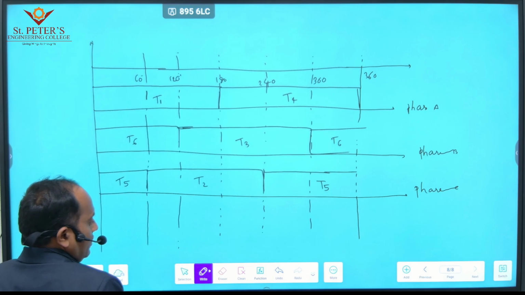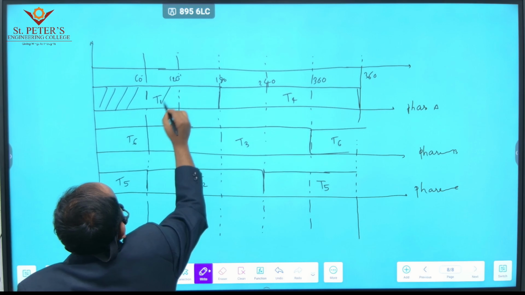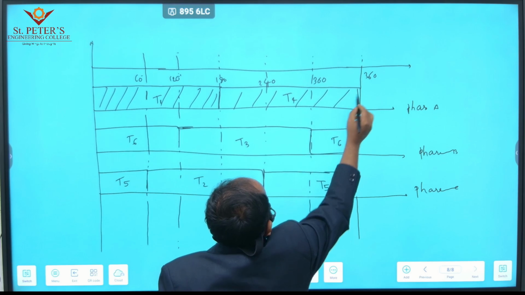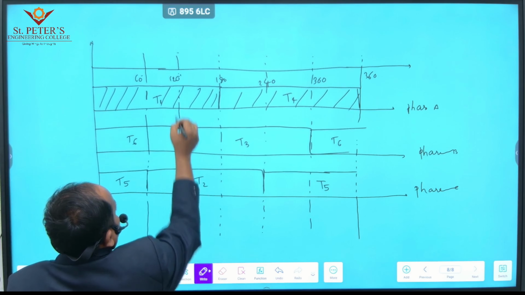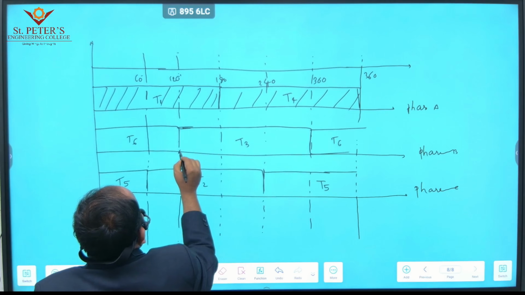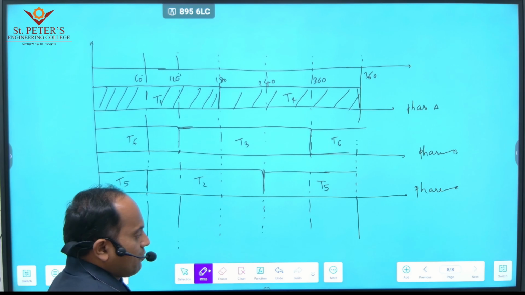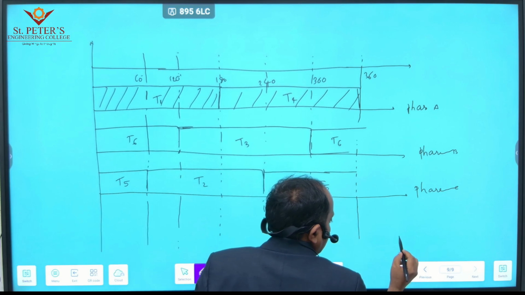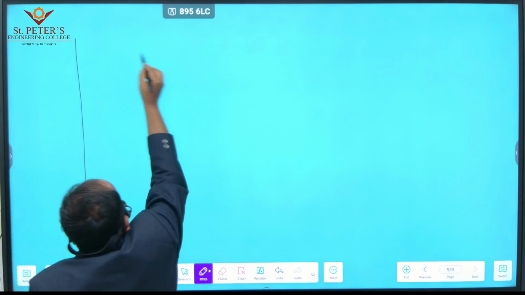So each thyristor conducts for 180 degrees. For phase A, T1 conducts from 0 to 180 degrees, and T4 conducts from 180 to 360 degrees. At the same time, T3 starts from 120 and ends at 300, and then T6 conducts. The remaining T2 and T5 are also conducting. Okay, for these phase sequences, we have to go for the phase voltages. What are the phase voltages?